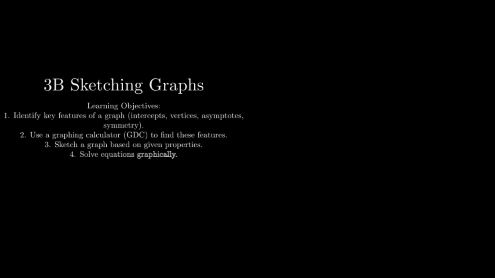Specifically, our objectives are to identify key features like intercepts, vertices, and asymptotes. We'll then learn how to use our graphing calculators to find these features precisely. After that, we'll practice sketching graphs from scratch using a list of properties, and finally, we'll see how to solve equations using graphical methods. So let's start by defining the essential features we need to look for in any graph.